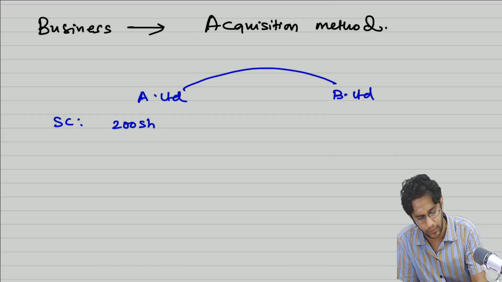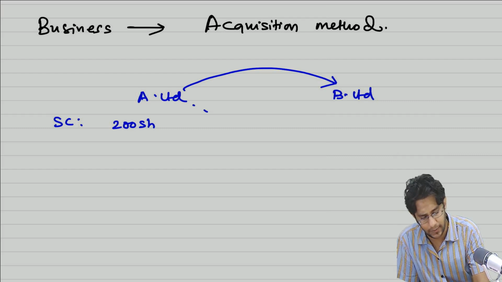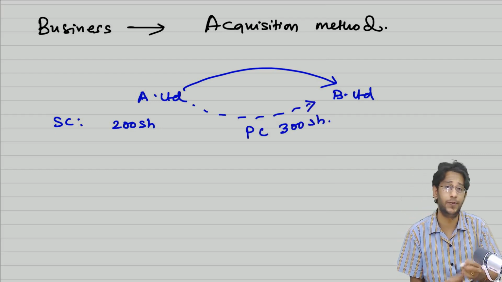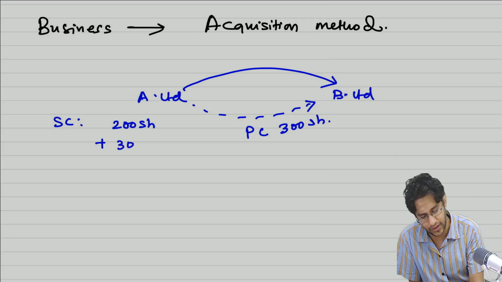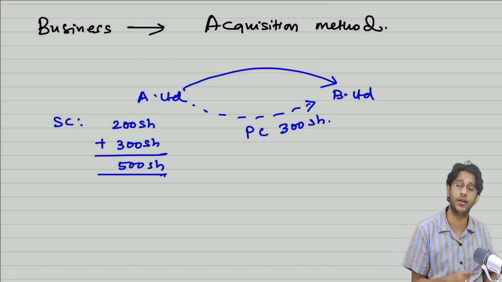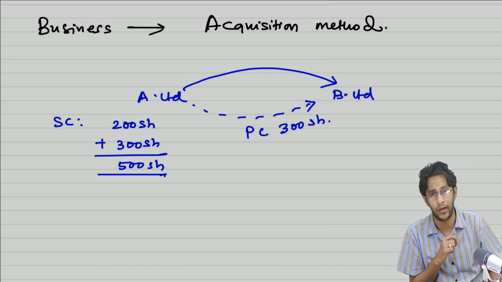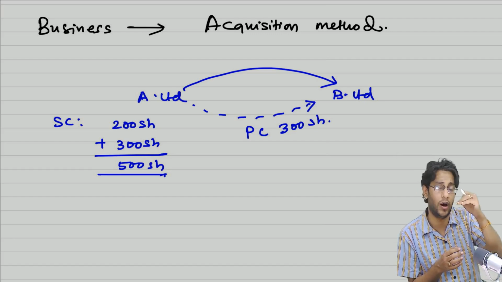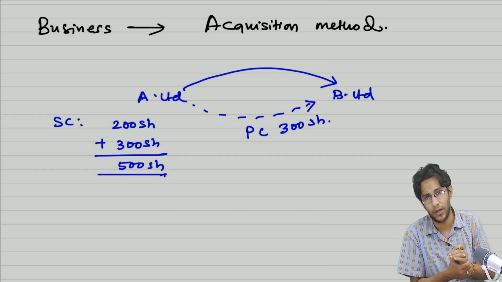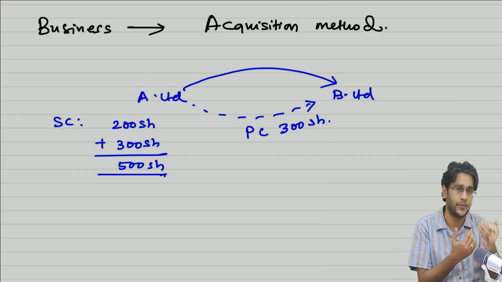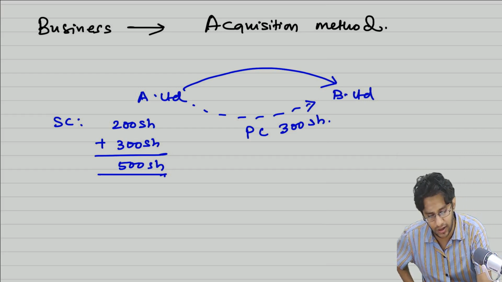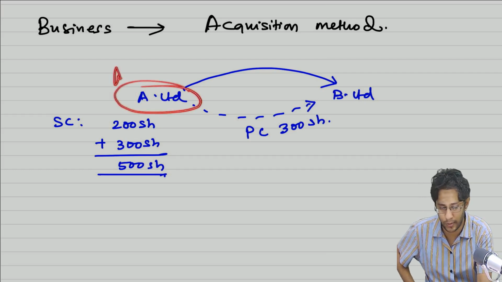Now A Limited absorbed B Limited. As a result, PC also it has to issue. That PC, they have issued 300 shares. Since PC issued 300 shares, the total number of shares now in A Limited will be 500 shares. In this 500 shares, 200 shares are held by the existing shareholders of A Limited, whereas 300 shares are held by the new shareholders who are now joining A Limited, who were earlier shareholders in B Limited. Now, if you technically observe, legally A is absorbing B, A is issuing PC, B is receiving shares. So ideally, according to the general definition, the person who is issuing PC should become the acquirer.